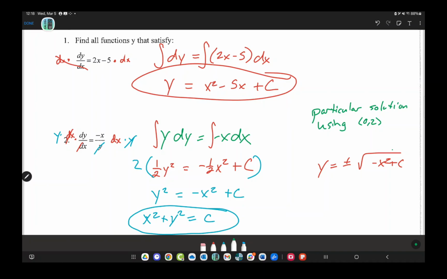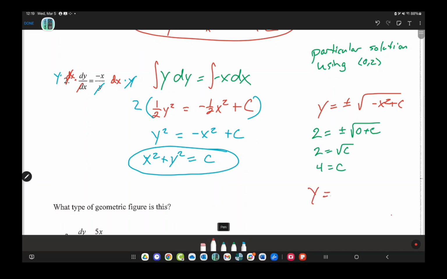Now, in that case, is my square root positive or negative? If I plug in 0, I get 2 is equal to plus or minus the square root of 0 plus c. It must be positive because I can't have a negative value there. So once I solve for c, 2 is equal to the square root of c, so 4 is equal to c. My final answer would be y is equal to the square root of negative x squared plus 4. I would not have the minus there.